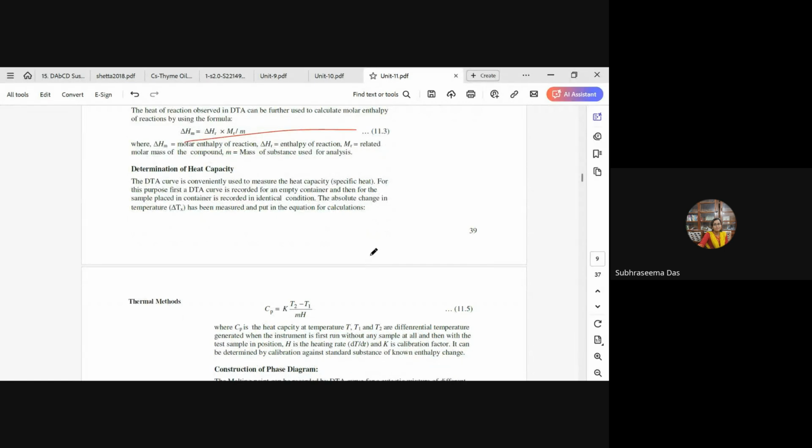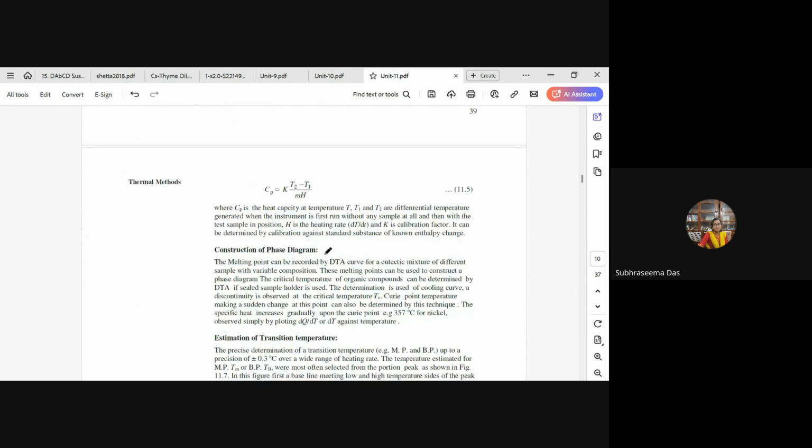Then coming to determination of heat capacity. Heat capacity can also be conveniently studied from a DTA curve, and it is measured using the formula Cp is equal to K times (T2 minus T1) by (small m times H). Here small m is the mass of the sample that we have taken, H is the heating rate, that is the rate of heating the sample, and K is the calibration factor, which can be determined by calibration against a known standard substance.